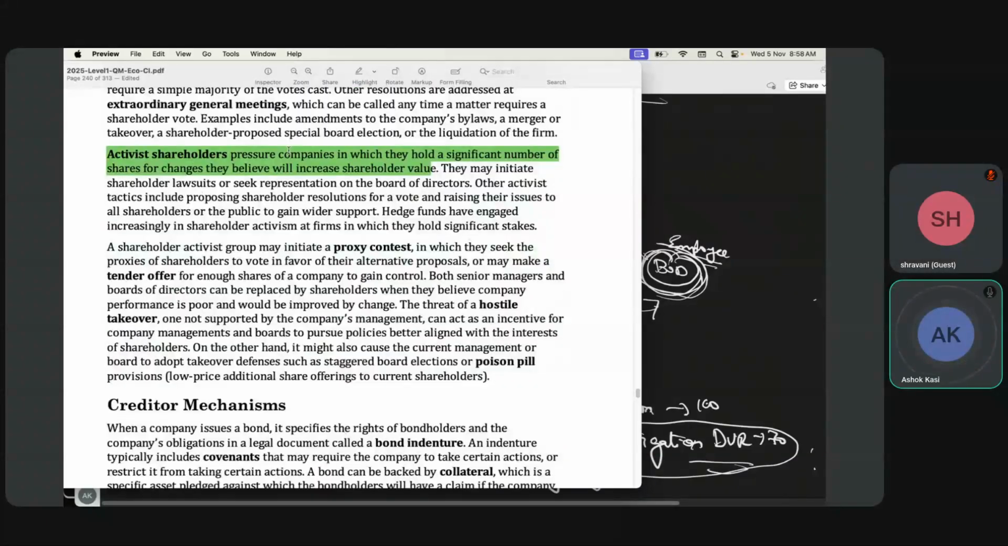Activist shareholders pressurize companies in which they hold a significant number of shares for changes they believe will increase shareholder value. So these are all activists, like we have activists in the environment, in the society. If you cut trees, they will come and try to stop it. So they are worried for the environment. Similarly, these are activist shareholders for the companies.